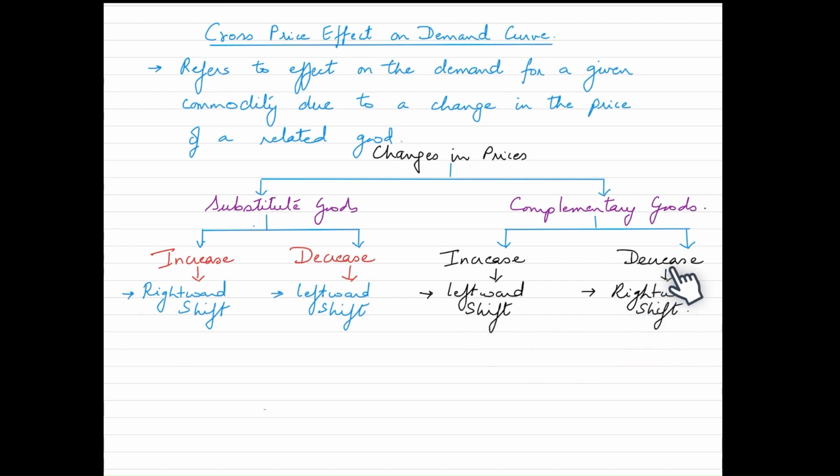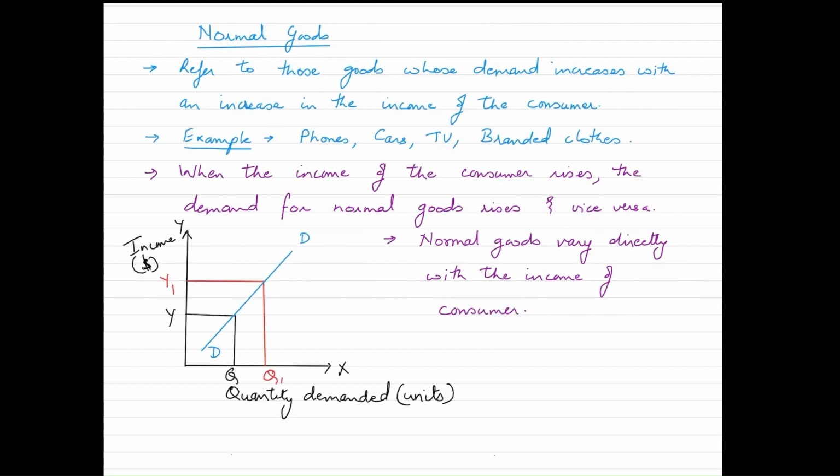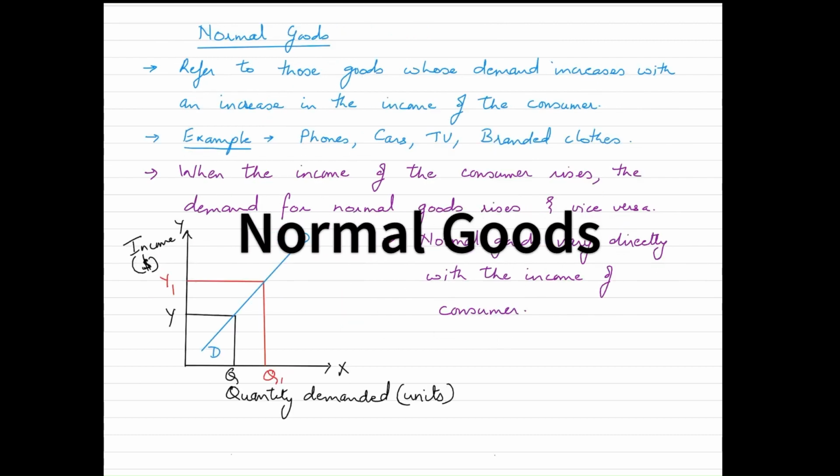In case of a decrease or a reduction in the price of a complementary good, the demand for the main commodity would rise, causing the demand curve to shift to the right, and in this case you would see an increase in the demand because it is comparatively cheaper now for the consumer to consume both the commodities together to satisfy a given want. So this is the cross price effect on the demand curve in case of substitutes and complementary goods. Another category of commodity is normal goods.